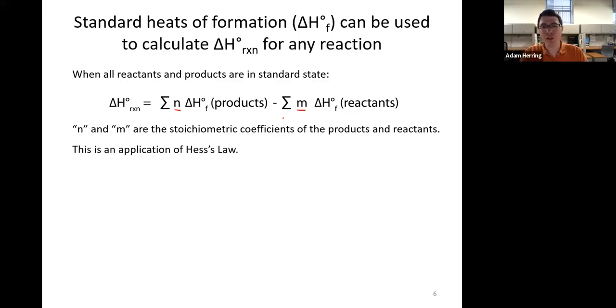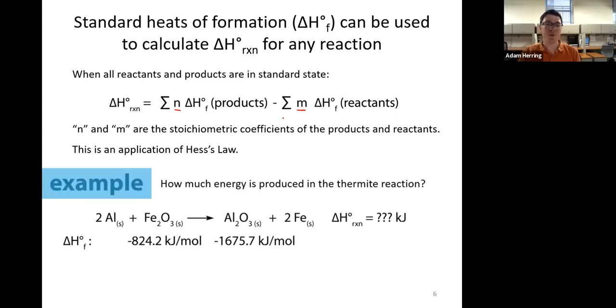This is an application of Hess's law. Remember, for Hess's law, it doesn't matter what path you take. As long as you start at A and you go to B, the enthalpy of that reaction will be the same, regardless of if you go up to Z and then down to X and then back to G.